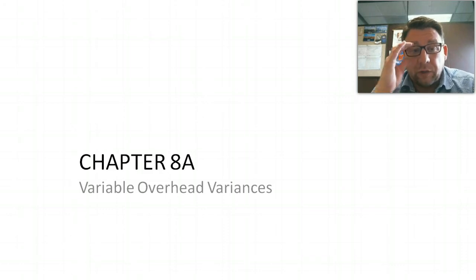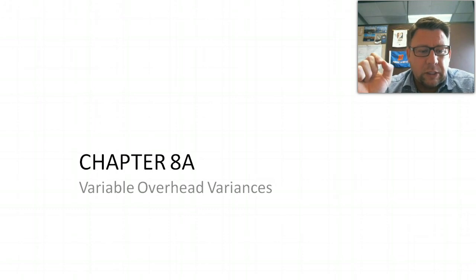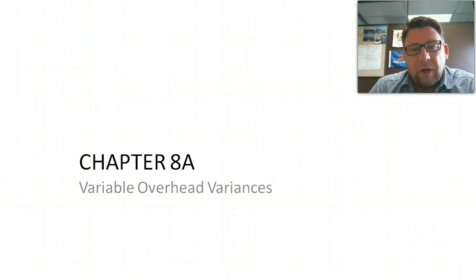In Chapter 8, we're going to look at variable overhead cost variance in this section, which I'm calling 8A, and then we'll look at fixed overhead costs in 8B.